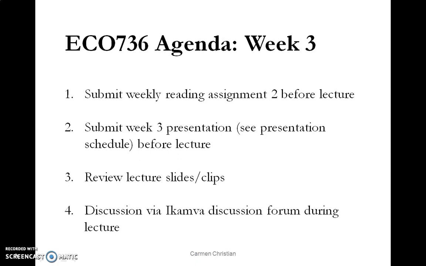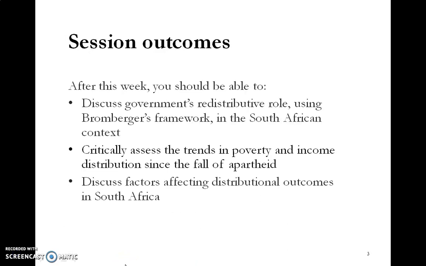Also review this lecture slide and clips, and then on Thursday we will continue with an eCanva discussion during the lecture period. Session outcomes. After this week, you should be able to discuss government's redistributive role using Bromberger's framework in the South African context. You should also be able to critically assess the trends in poverty and income distribution since the fall of apartheid. Furthermore, you should also be able to discuss factors affecting distributional outcomes in South Africa.